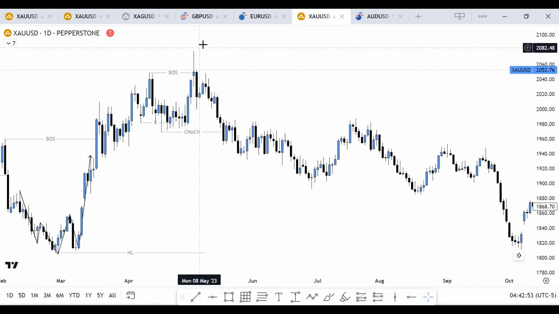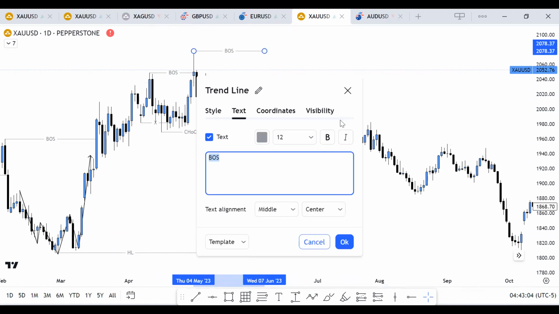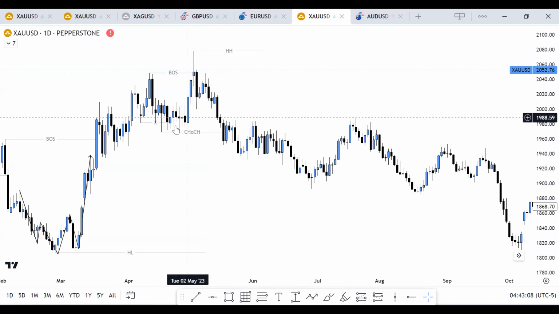Whenever we see a break of structure in bullish terms, we will have our low confirmed. But so it's a change of character to the downside. So in this case, we will have our high confirmed. High gets confirmed. It's a higher high. Then we will have to look for the inducement again.